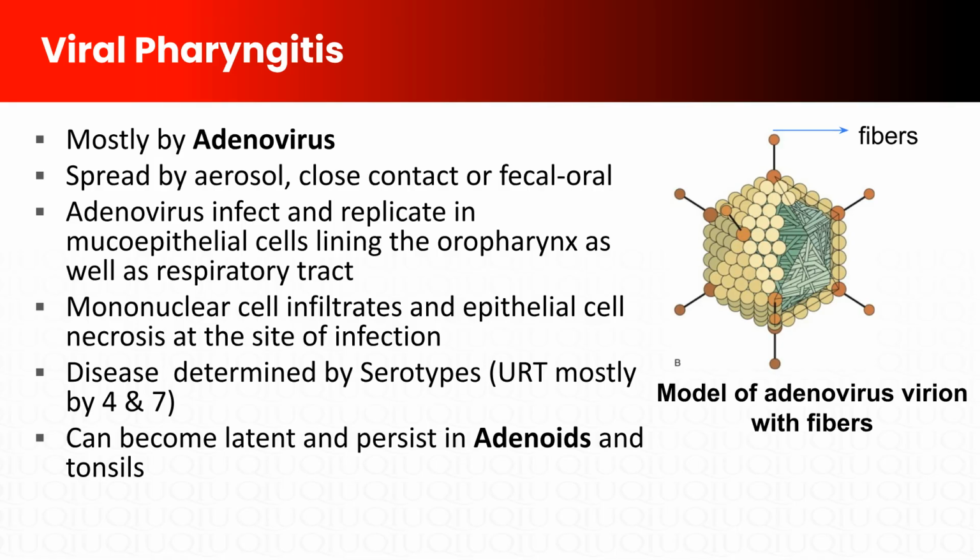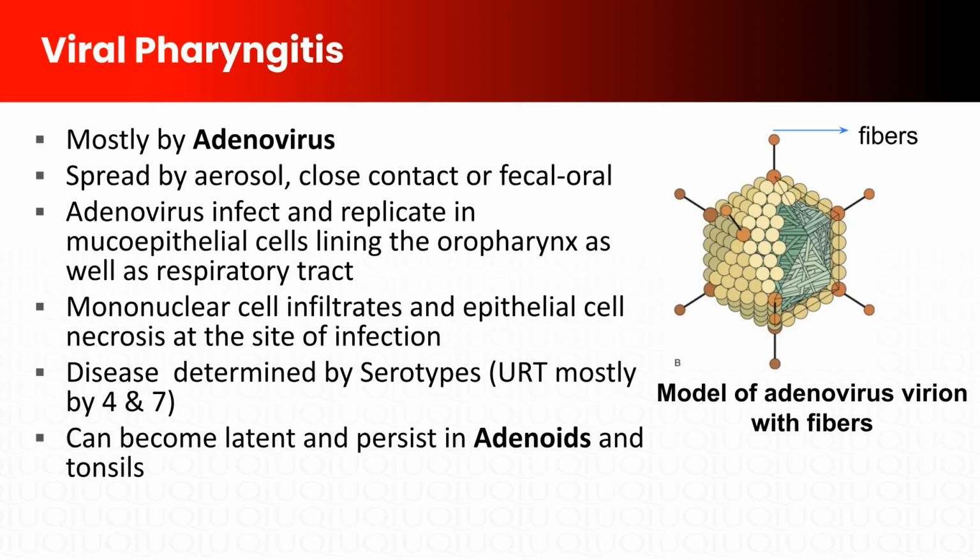Adenovirus is spread through several routes. Aerosol can be inhaled by others. Close contact, such as kissing or sharing utensils, as well as fecal-oral route, because the virus can be shed in stool for weeks after infection, and it's relatively stable in the environment. Once acquired, adenovirus infects and replicates in mucoepithelial cells lining the oral pharynx, as well as other parts of the respiratory tract. The clinical disease is determined largely by the serotype involved.